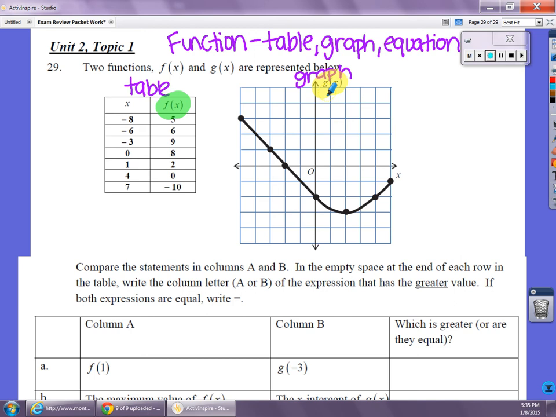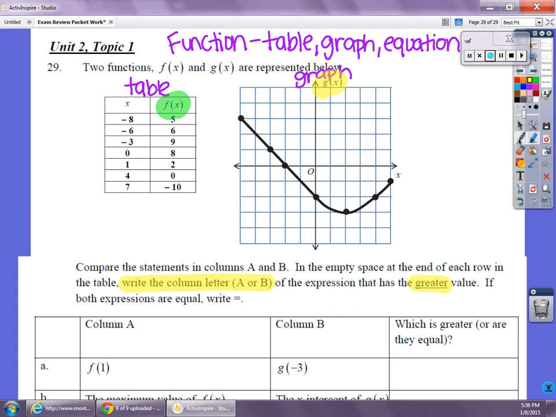Okay, let's read the directions. Compare the statements in columns A and B. In the empty space at the end of each row in the table, write the column letter A or B of the expression that has the greater value. If both expressions are equal, write equals. Okay, so let's just work through this piece by piece.